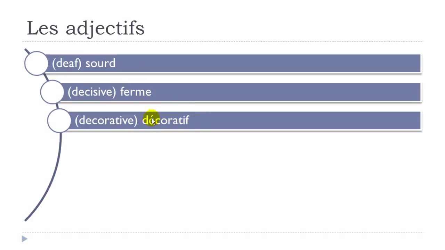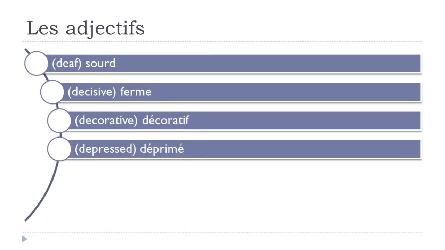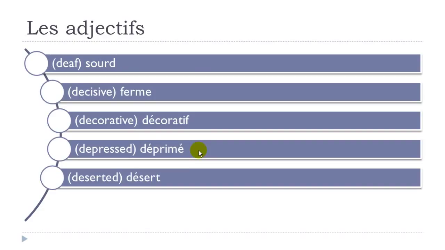Décoratif. Okay, accent aigu et décoratif. Décoratif. Déprimé. Désert. Okay, remember, final T not pronounced. Désert. And really this z sound just because you get one S between the two vowels. Okay, z. Désert.